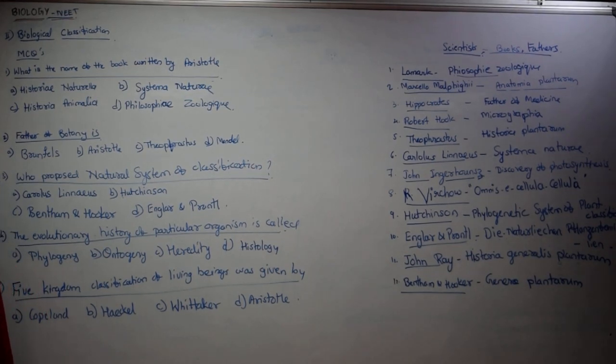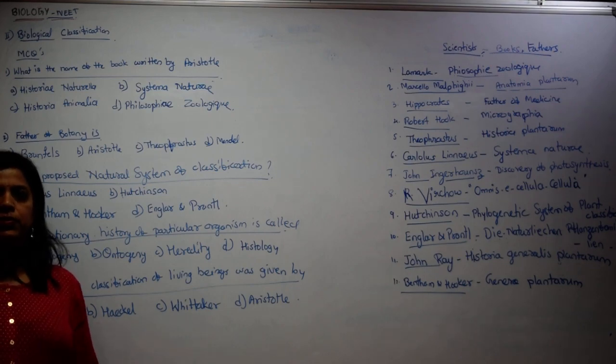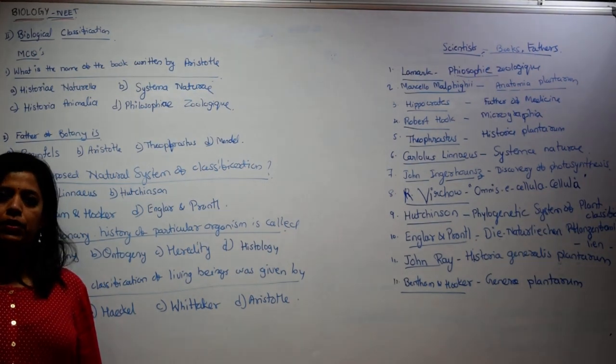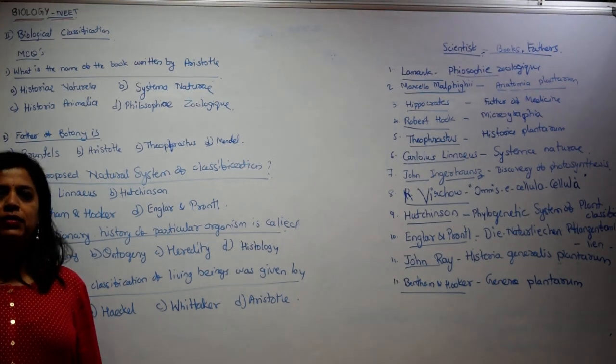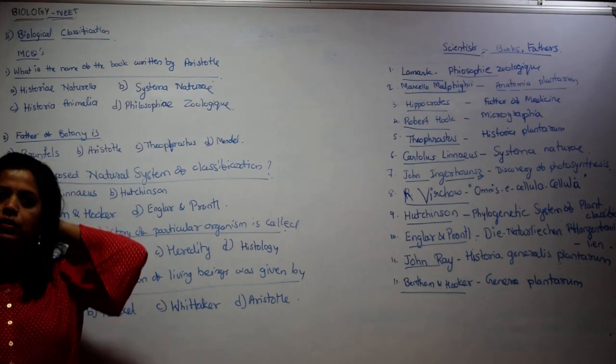Dear students, in the last class we talked about the basic concepts of biology, the nature and scope of biology, various fields in biology, and some scientists in biology. We are going to start the next one, biological classification. This is the second unit under the first module.